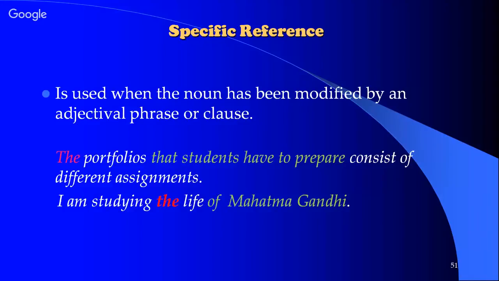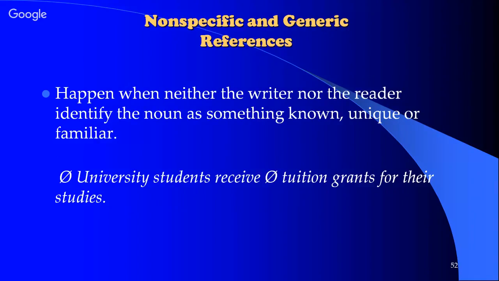Specific reference again. The is used when the noun has been modified by an adjective, adjectival phrase or clause. The portfolios that students have to prepare consist of different assignments. That students have to prepare is an adjective clause. So we use the. I'm studying the life of Mahatma Gandhi. Of Mahatma Gandhi is an adjective phrase. We have used the. Non-specific and generic references happen when neither the writer nor the reader identifies the noun as something known, unique, or familiar. University students receive tuition grants for their studies. So university students, in general, tuition grants, in general.